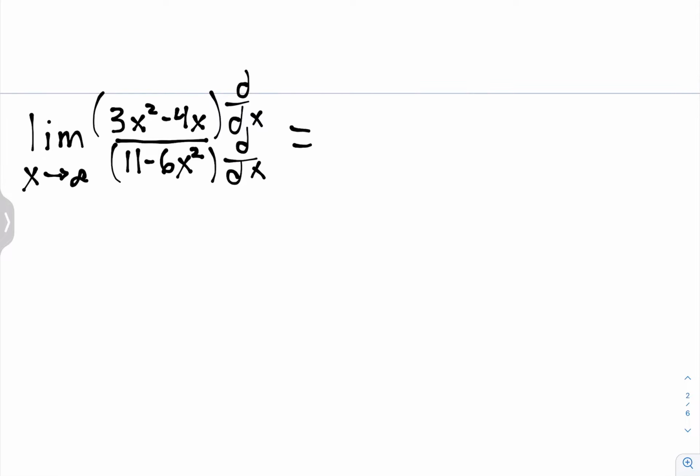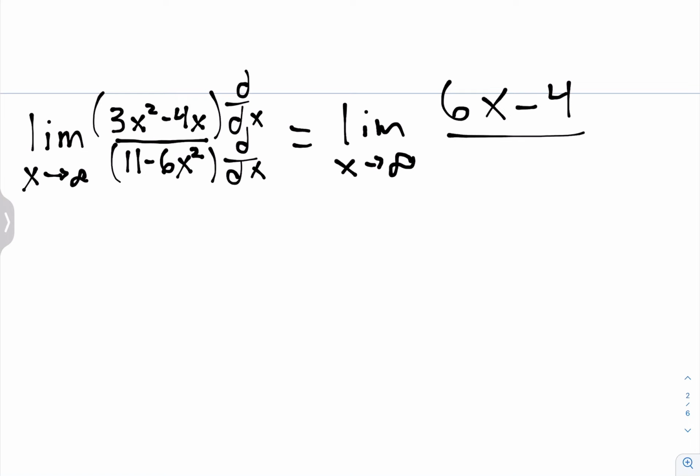So this is going to be the limit as x goes to infinity of the derivative of 3x squared, which is 6x, minus 4, the derivative of 4x, over negative 12x, because the derivative of a constant 11 is just 0.